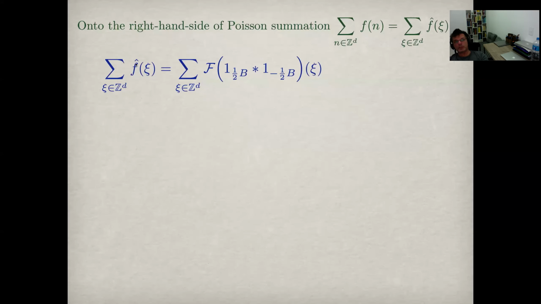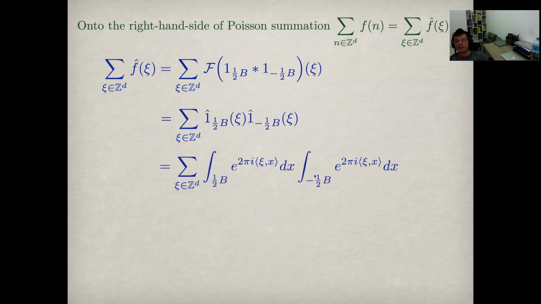So the Fourier transform of little f, by definition, is the Fourier transform of this convolution, which was little f. And we know by the convolution lemma that it's the product of the transforms, okay? And now we write the definition of the transforms. So the first transform is this integral. The second transform is this integral because we have the indicator functions. And so integrate over 1/2 B because of the indicator function. For the second one, we integrate over negative 1/2 B.